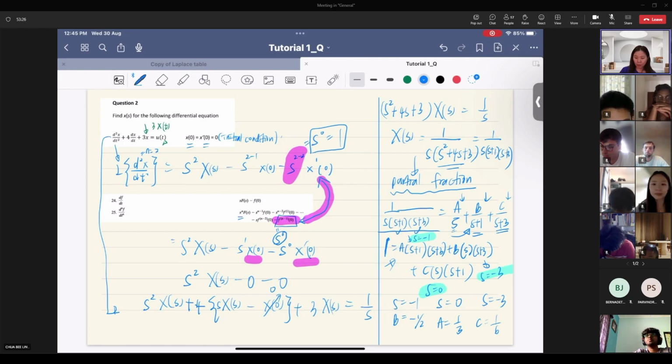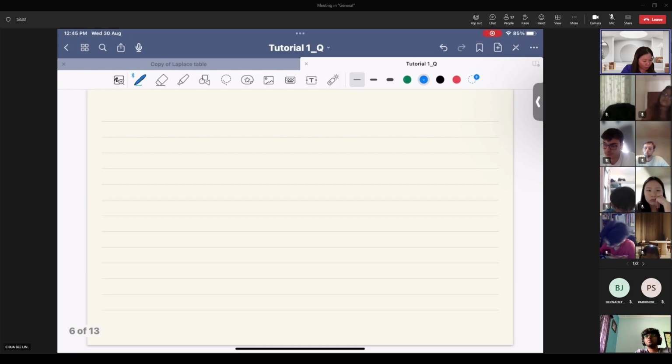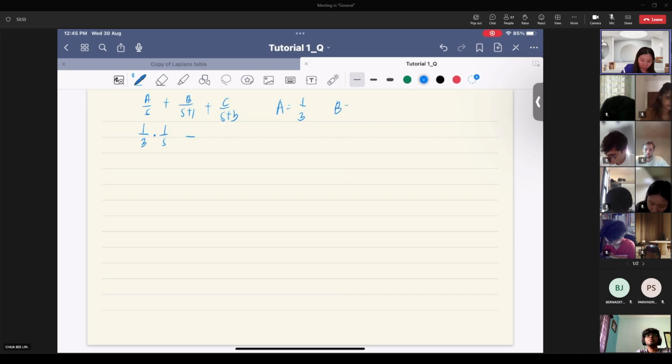So next, once you have this already, you have to put it here. You'll have your answer of 1 over 3 multiplied with 1 over S. I won't put my A on the top; I will move the A outside. Originally it's A over S plus B over S plus 1 plus C over S plus 3. My A answer just now is 1 over 3, B is negative 1 over 2, C is 1 over 6.